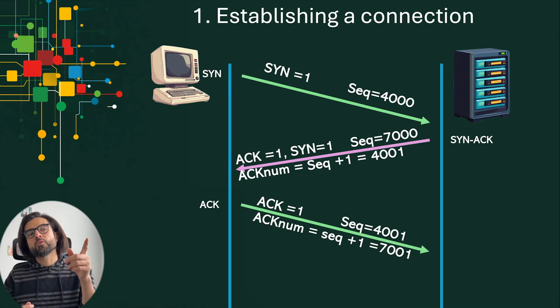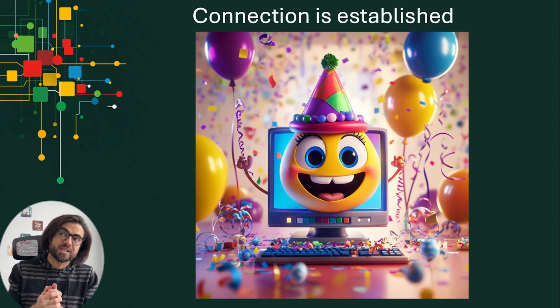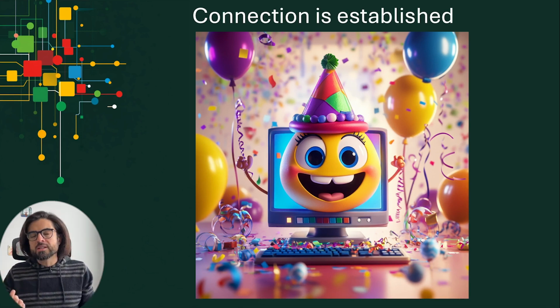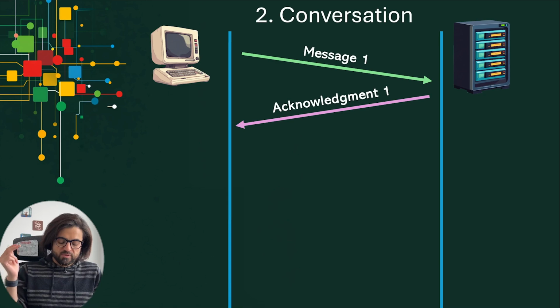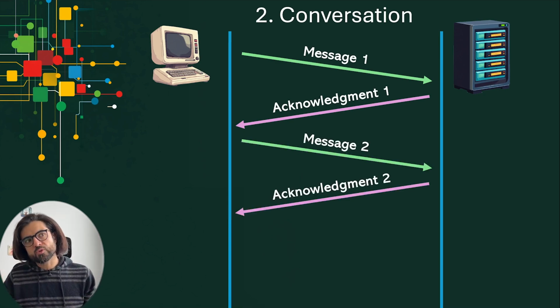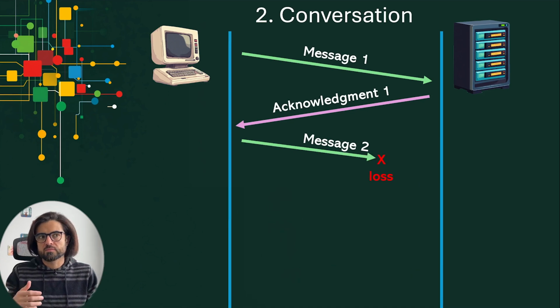So you have 4001, 7001. And woohoo, you have the connection, which is on. So now the session is established. So you're going to send the messages. Okay, this is my first message. I have acknowledgement for your first message. You have the second message, acknowledgement, third, and so forth.